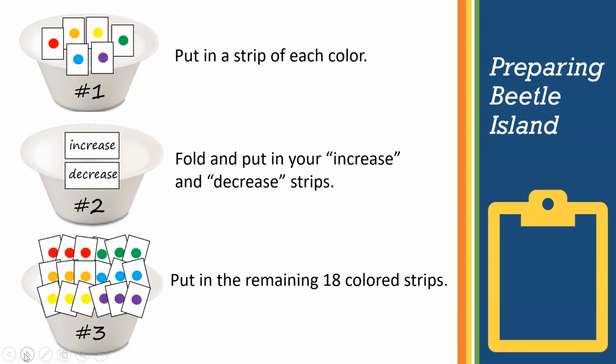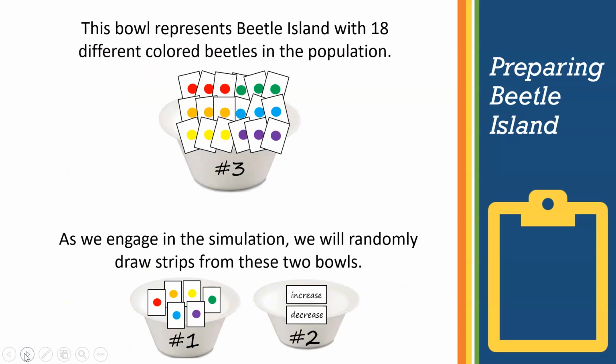We're going to use 3 bowls during our simulation. In bowl 1, put in 1 strip of each color. This will give you 6 strips in the bowl. In bowl 2, fold and put in your increase and decrease strips. In bowl 3, put the remaining 18 color strips right in. Bowl 3 represents Beetle Island with 18 different colored beetles in the population. As we engage in the simulation, we'll randomly draw strips from bowls 1 and 2, so keep those bowls off to the side. Are you ready?